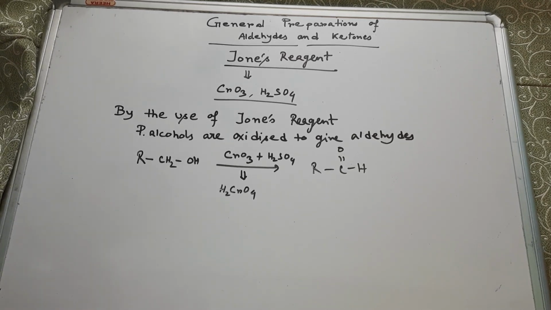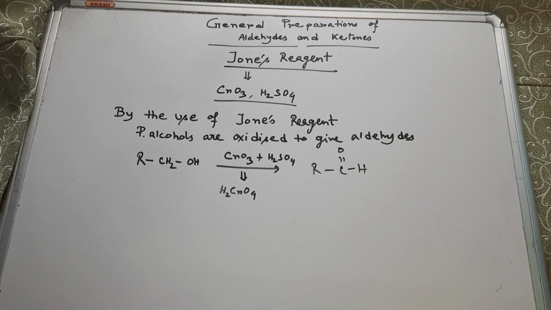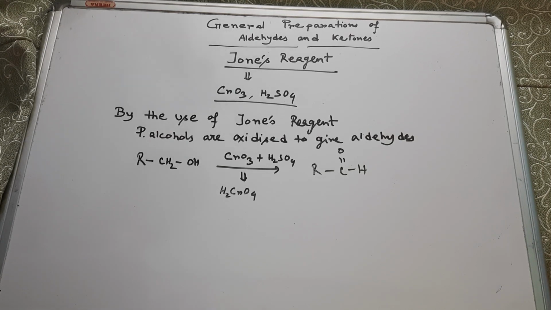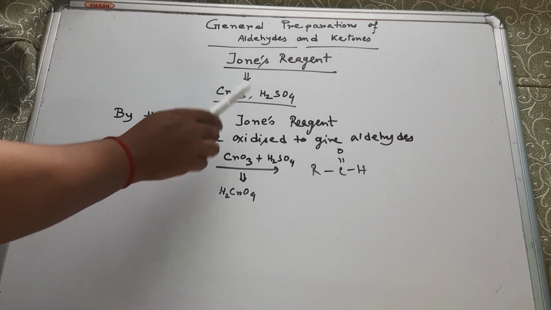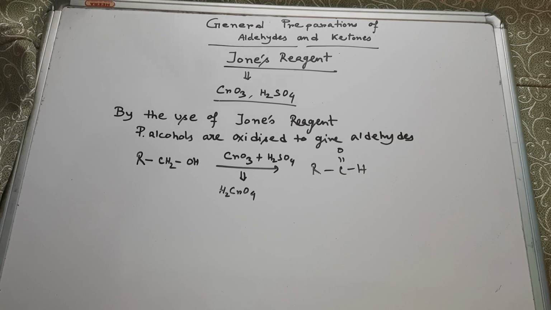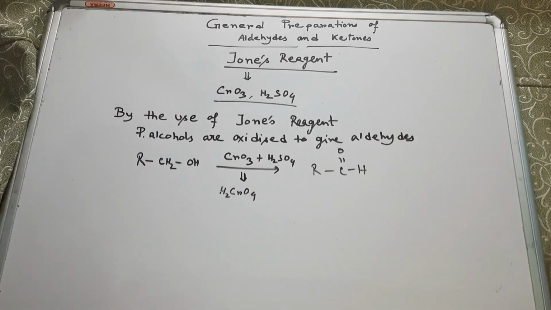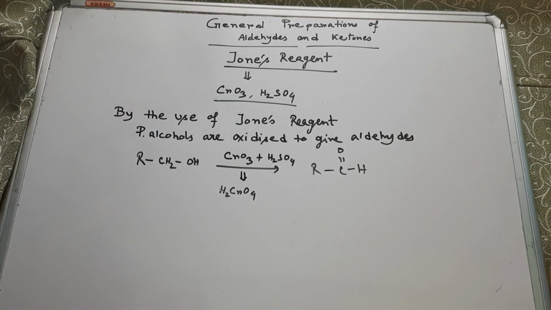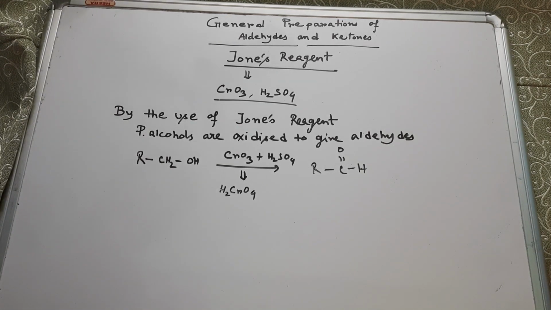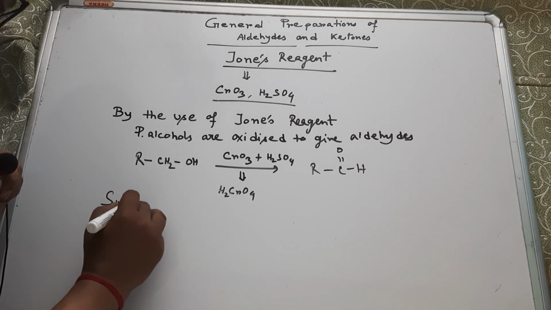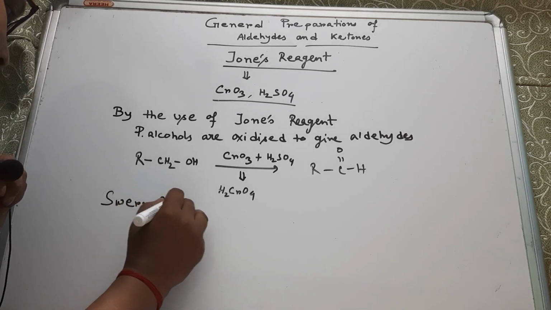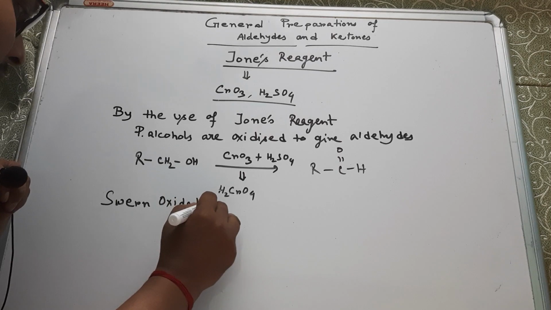Now let us move to some selective oxidation. Here it should be mentioned that chromium is very toxic in nature. So some modification is applied when chromium is used as the oxidizing agent, whether it is Jones reagent or Collins reagent. This modification is called Swern oxidation.